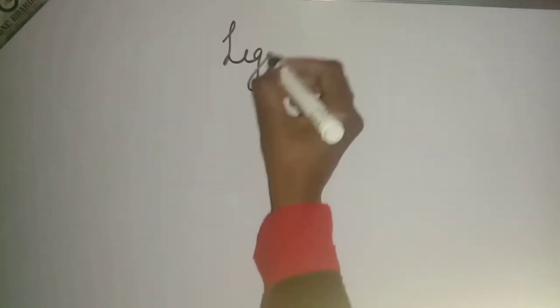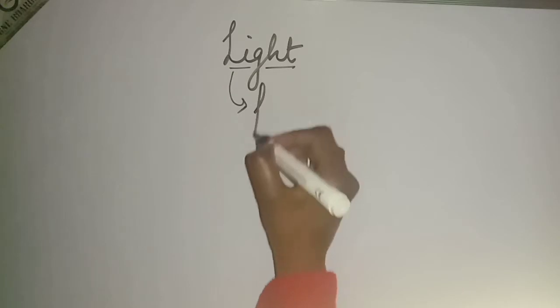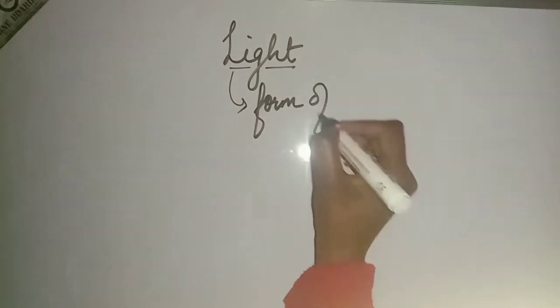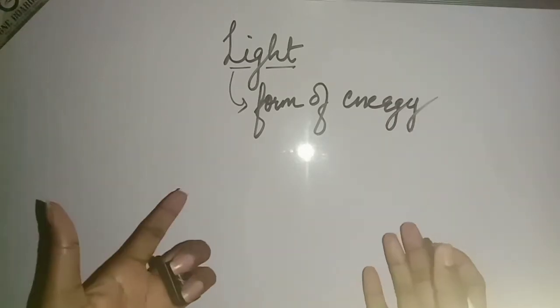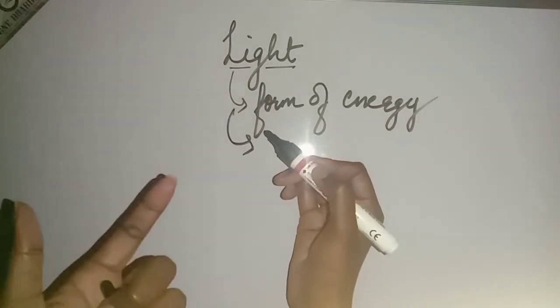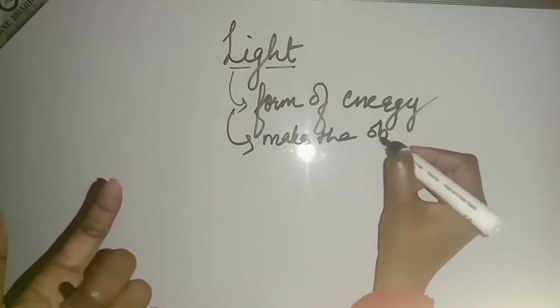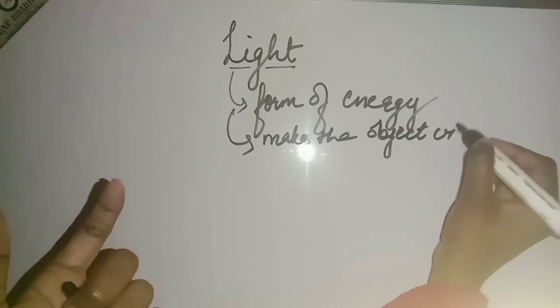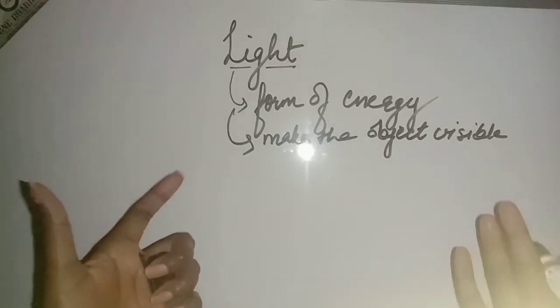The topic which we'll cover today is light. Now, what is light? It is a form of energy, right? What does it do? It makes things visible. It is the light because of which we can see different things. How?